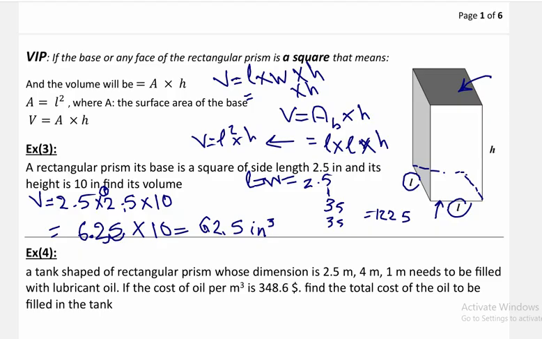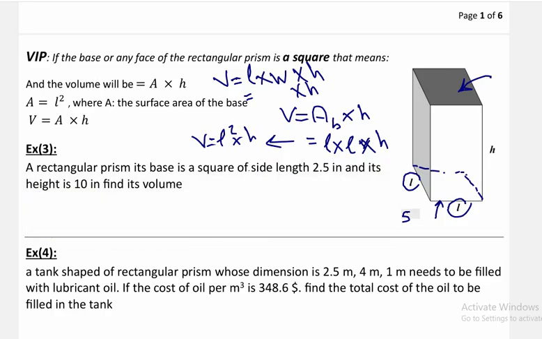What about another way? Let's see. Volume will equal 2.5 times 2.5 times 10. I'll ask you a question.